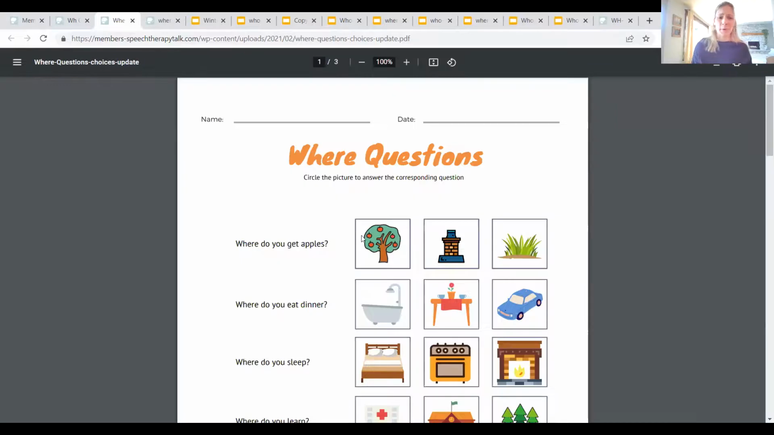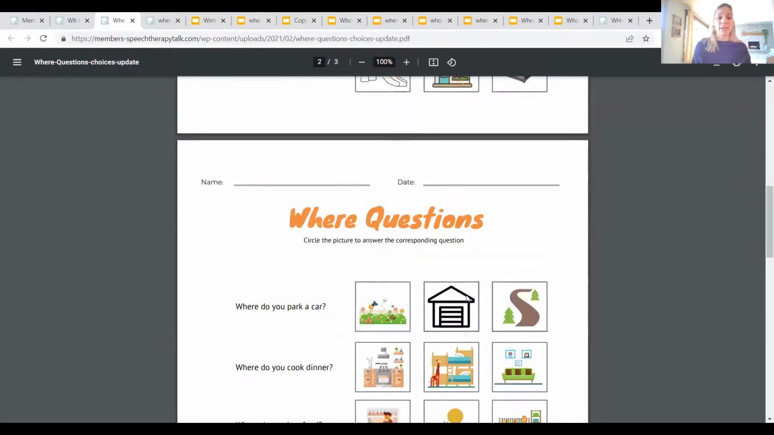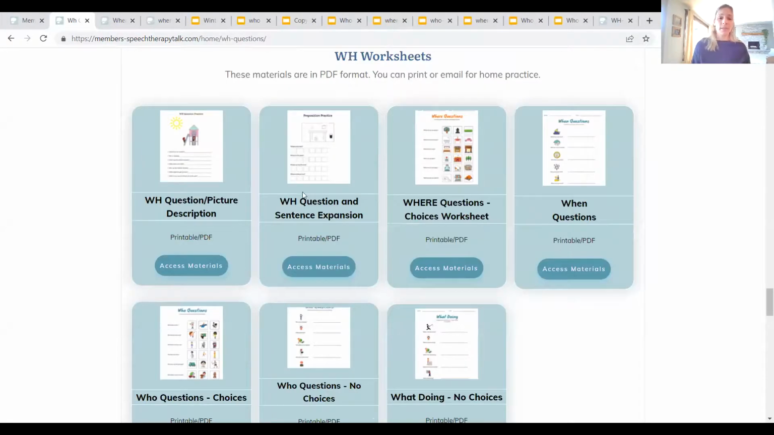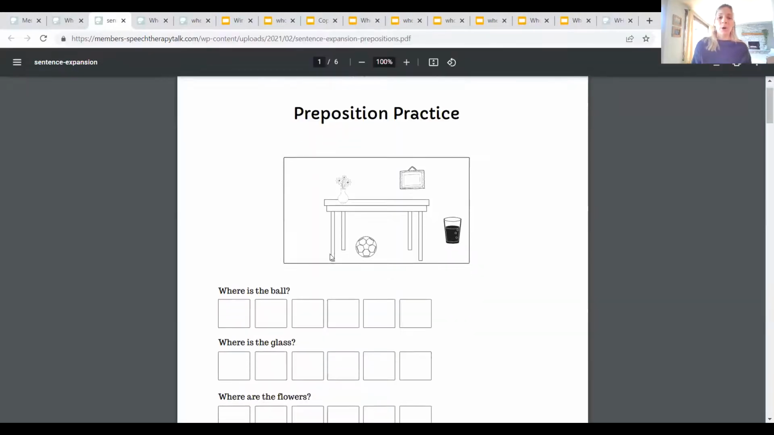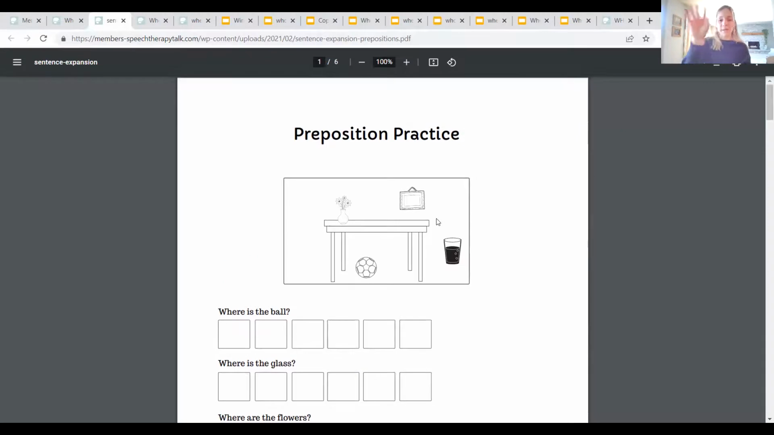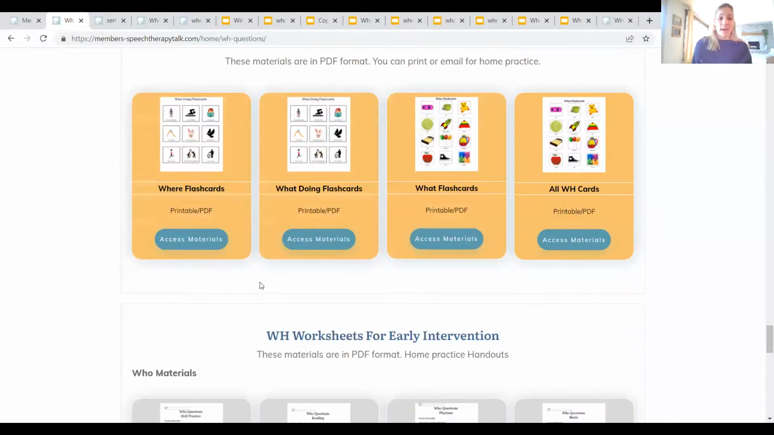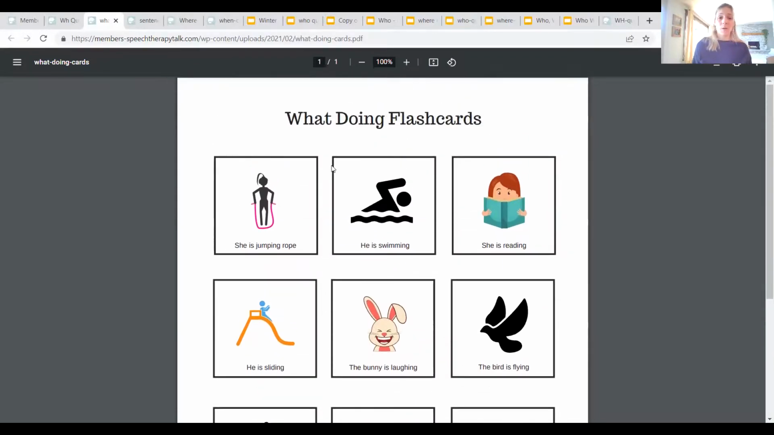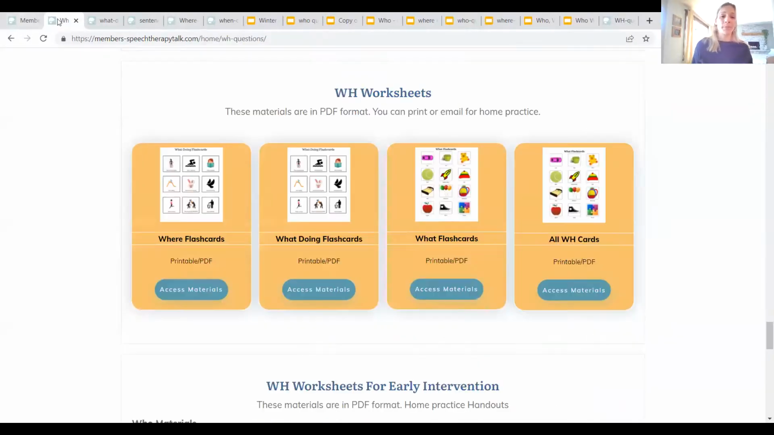Sorry, it's taking time to load. Where do you get apples? They can circle the answer. We have prepositions. So this one's actually kind of good. I like this one. So where is the ball? They can work on sentences. They can work on prepositions. They can work on marking all the words, grammar. So it's very simple stimuli on purpose so they can focus on creating their sentences. And then some more WH worksheets, again kind of typical questions. What's this person doing? She is jumping rope.